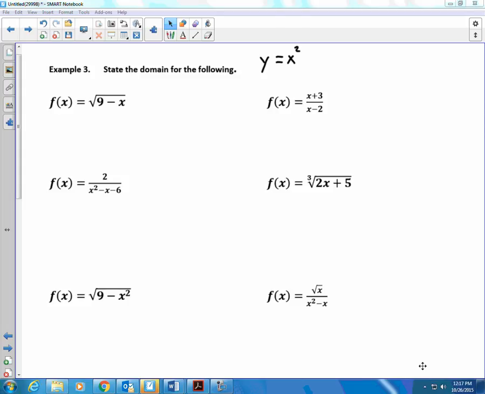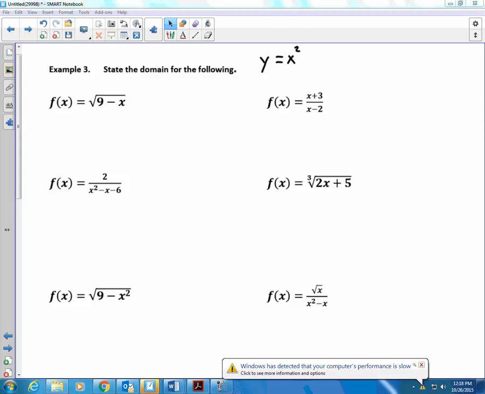But look at this example. Square root of 9 minus x. Is there a real number that you can't take the square root of? Any negative, correct? So let's just try plugging something in. 9 minus 1. Can you take the square root of 8? 9 minus 0. Can you take the square root of 9? 9 minus negative 16, positive 25. You can take the square root.